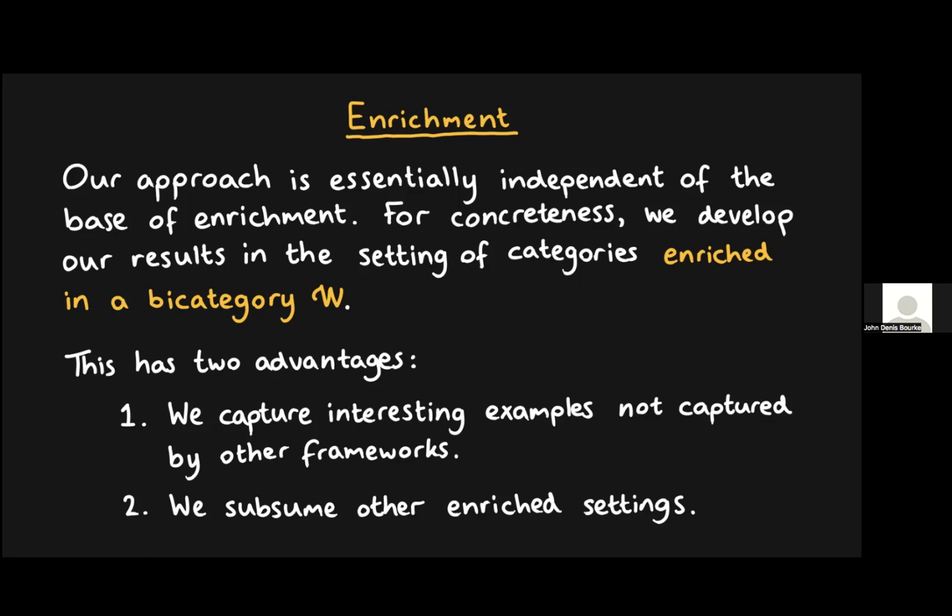Why do we work with enrichment in the bicategory? This seems maybe overly general, but actually it is useful because there are examples in the literature of theories that we can capture which aren't captured by other frameworks, monad theory correspondences. And we also can subsume the other correspondences in the literature which have different forms of enrichment, including enrichment in non-symmetric monoidal categories. And non-symmetric monoidal categories are essentially bicategories for the purpose of enrichment.